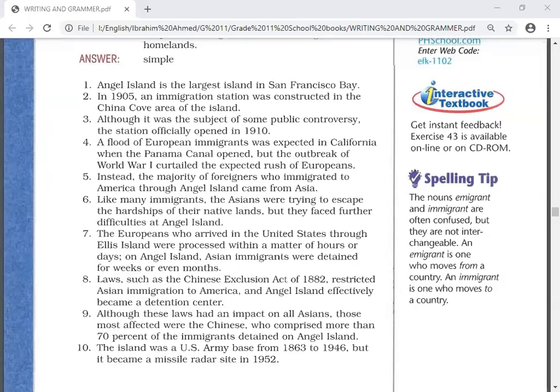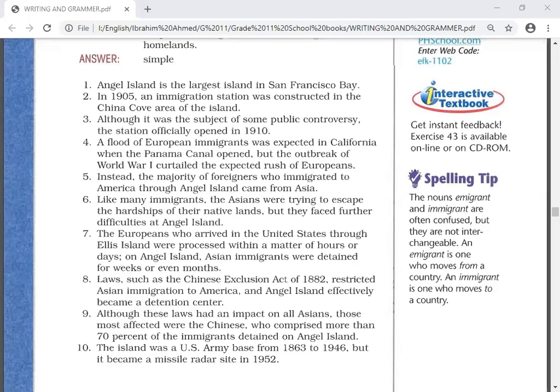Number 3, complex. Why? The first clause is subordinate and the second clause is independent. Where is the subordinate one? Although it was the subject of some public controversy. Good. The station officially opened in 1910. Thank you. So we have one subordinate clause, although to the word controversy, and one independent clause or main clause, which begins with the station. The station officially opened. Thank you, Yasin.